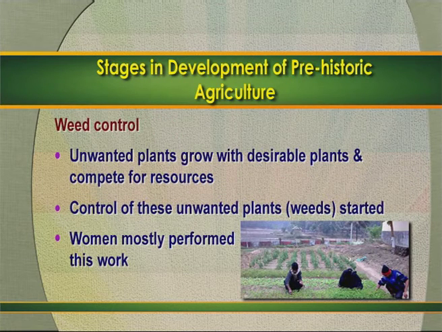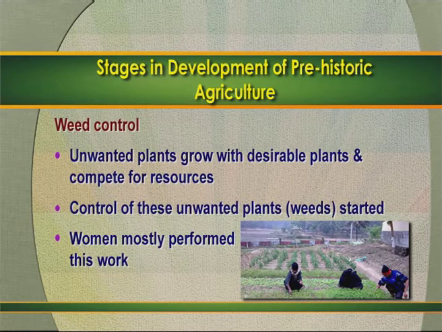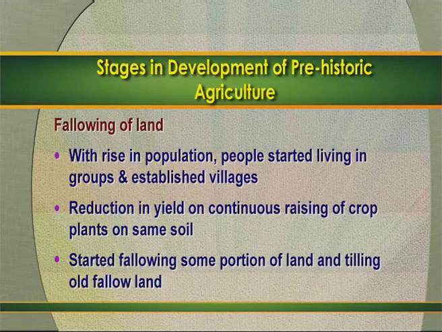Then they also might have seen that there were unwanted plants in the field. With these plants, the productivity is low because they compete for inputs and resources. With this experience, they might have started controlling the unwanted plants, and this activity was mostly performed by the women. And then the fallowing of land was also started.